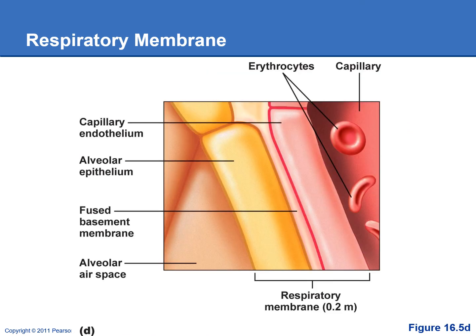Here's a picture of the respiratory membrane. So you can see that it's very thin. It just consists of the alveolar wall and the capillary wall. And so the carbon dioxide and oxygen just has to diffuse across that very thin membrane to go from the air to the blood or vice versa.